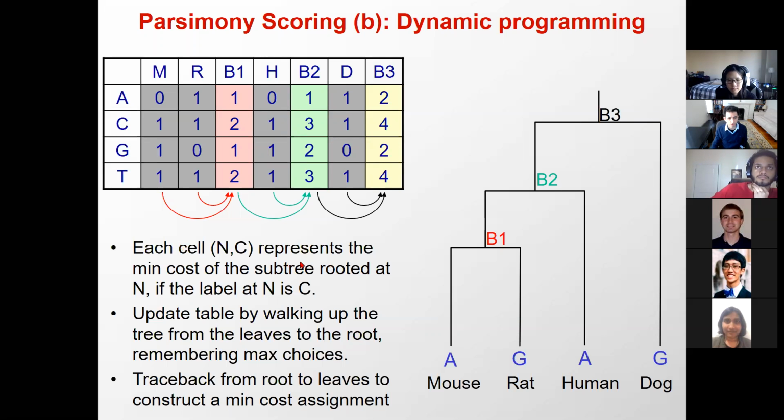So every cell represents the minimum cost of the subtree rooted at N if the label at N is C. And I update the table by walking up the tree from the leaves to the root, remembering the minimum choices that I make. And then I trace back from the root to the leaves to construct the minimum cost assignment. So this is basically dynamic programming going up the tree. Who's with me so far on this whole algorithm?